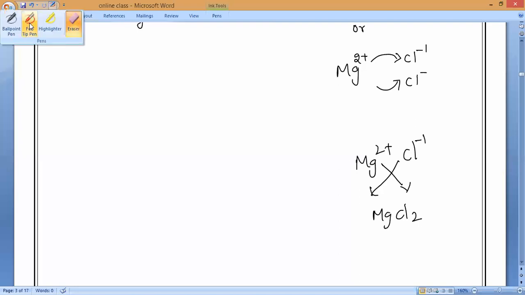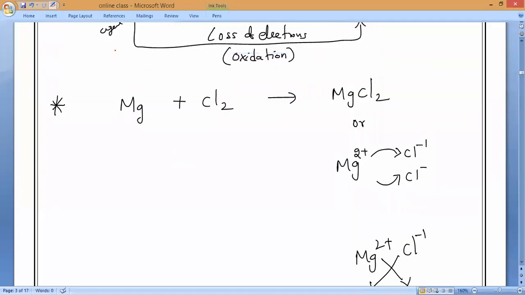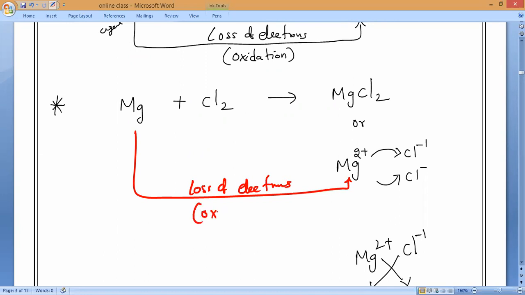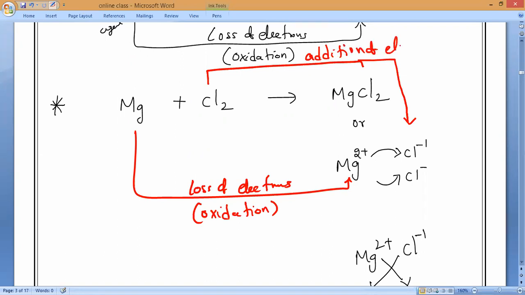So that is what you have to remember. Now you tell me, what is oxidation, what is reduction. Magnesium is going to lose the electrons. Loss of electrons is oxidation. Very good. Next, chlorine is going to gain electrons. Addition of electrons is reduction.